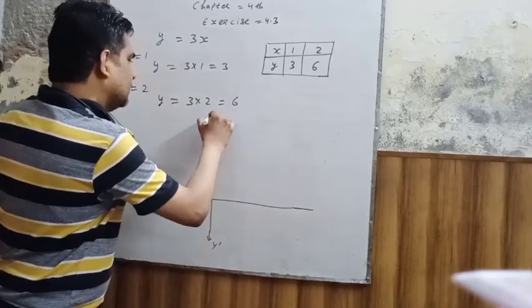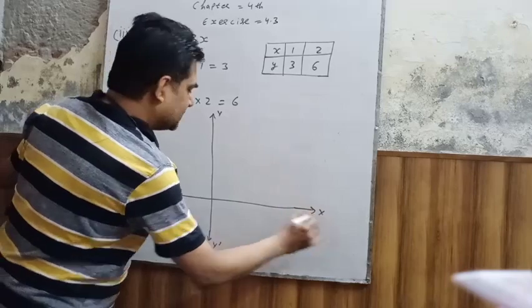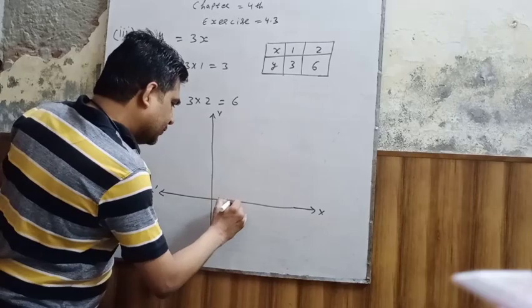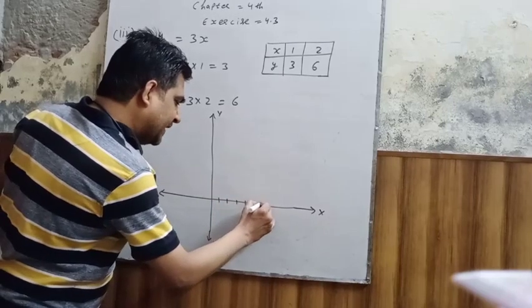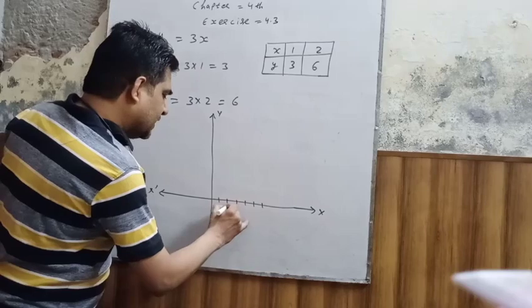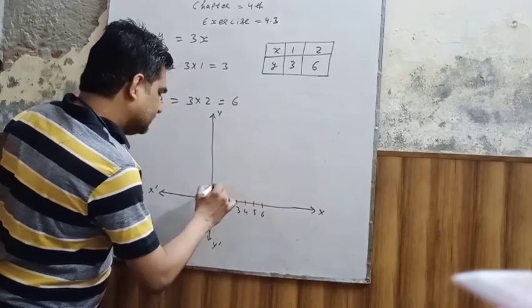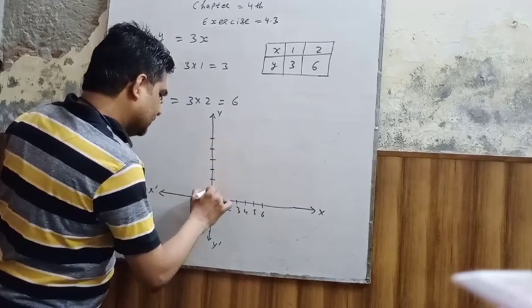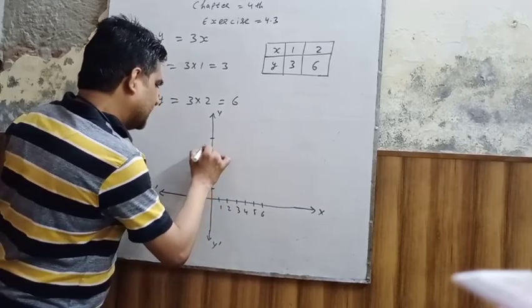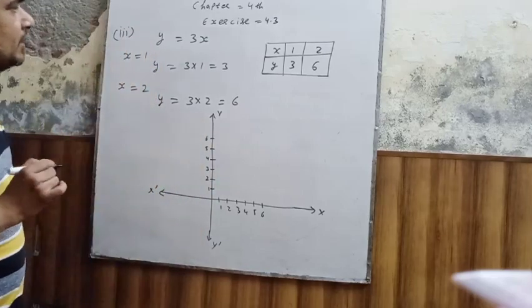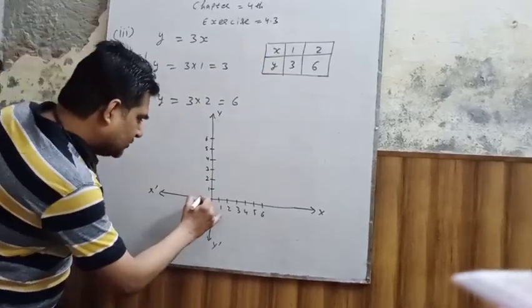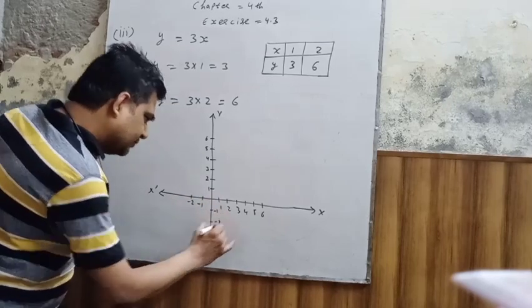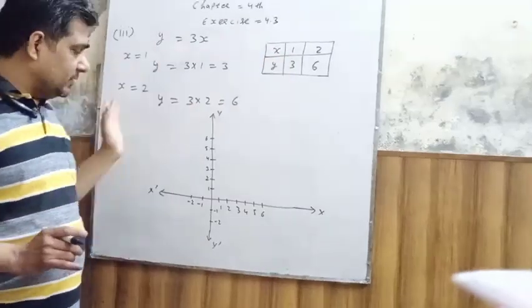Y negative, y positive, x negative. 1 2 3 4 5 6. Value of x. Now this side -1, -2, only 2 needed -1, -2 because we have no negative sign.